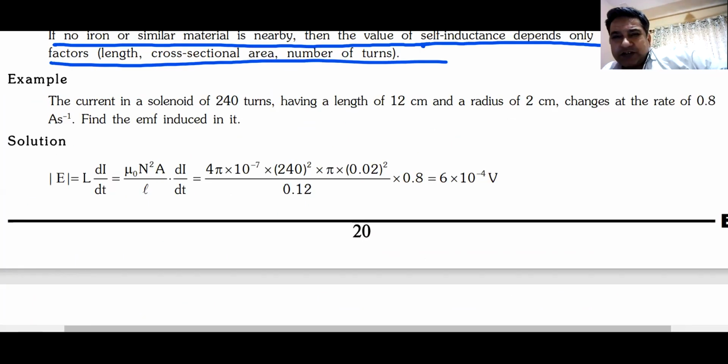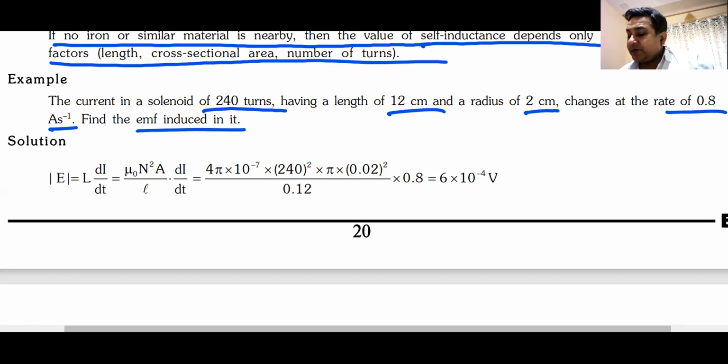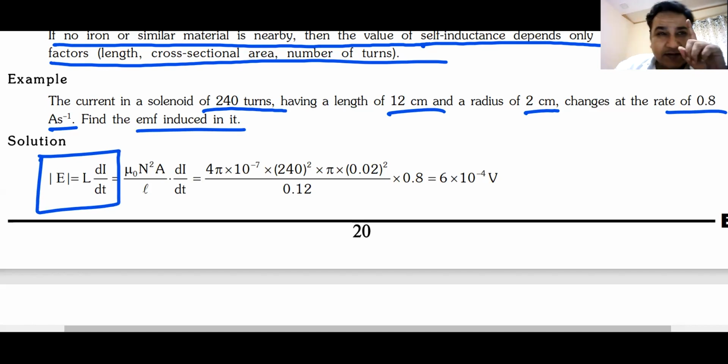What type of questions can you have? Simple questions. For example, a current in a solenoid of 240 turns having a length of 12 centimeter, radius 2 centimeter, is changing at a certain rate. Find the EMF induced in it. So how will you find the EMF induced in it? EMF induced is minus L di by dt. Remember, the minus sign only indicates that it will oppose the rate of change of current.